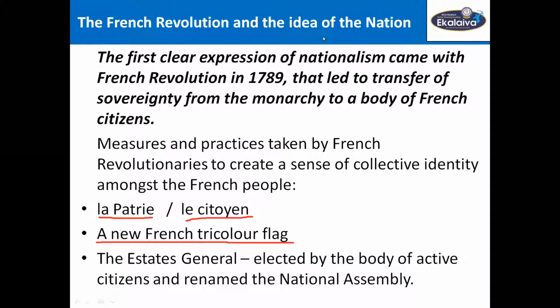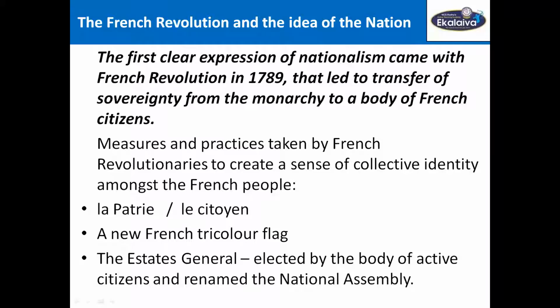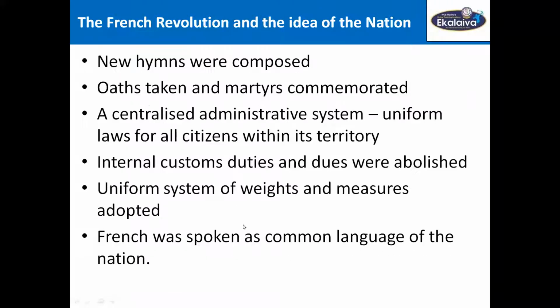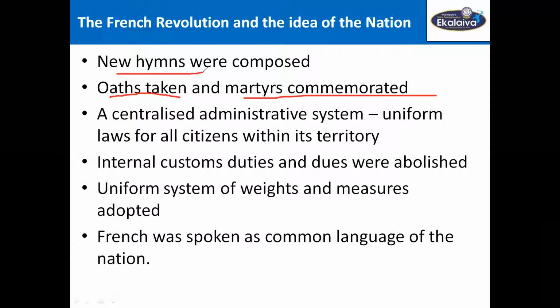Not only with this, we have some more ideas that were spread by the French Revolution. First, they created a flag. And steps were taken to pass on the power to the active citizens. So let's see the other ideas that were taken by the French Revolution. New hymns were composed and oaths were taken and martyrs were commemorated. Everything, oaths taken, martyrs commemorated, new hymns, everything in the name of the nation.